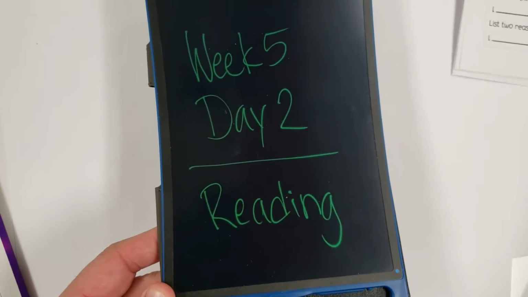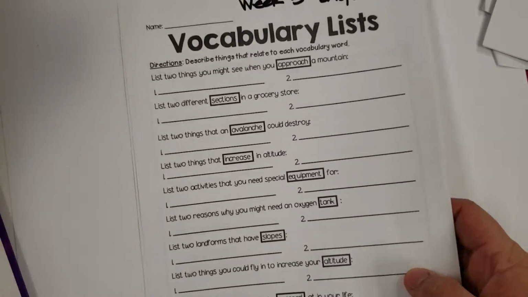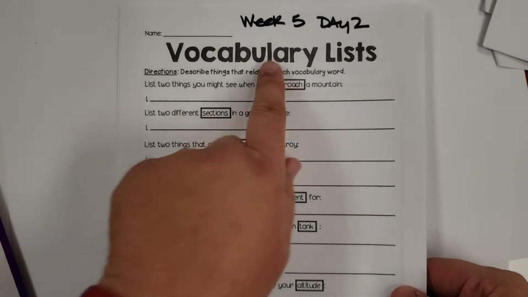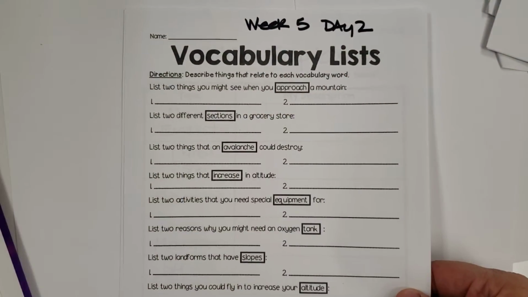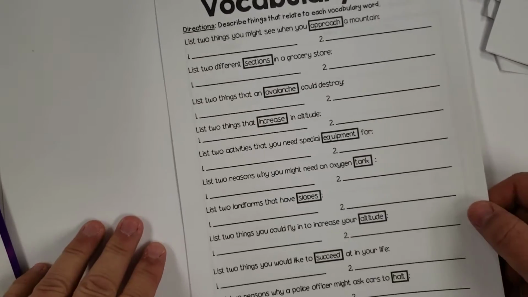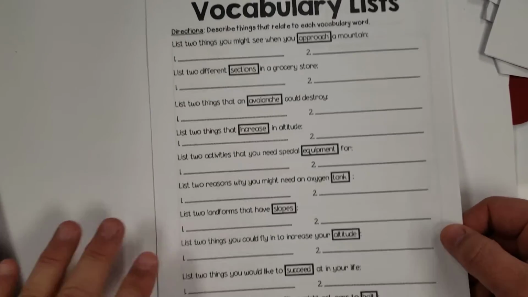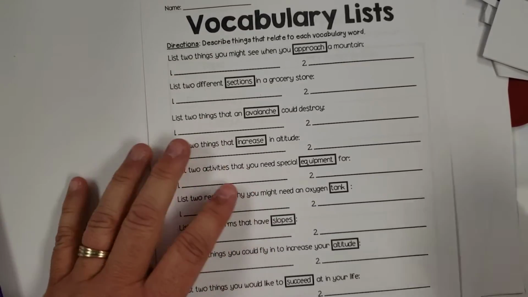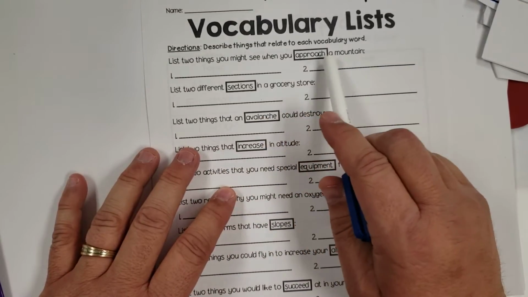First off, we are going to start with our vocabulary list. Your packet will look something like this, with Week 5, day 2 at the top. On the vocabulary list, this is something we have done quite a bit, people. You should be very, very familiar with this. It says to describe two things that relate to each vocabulary word.